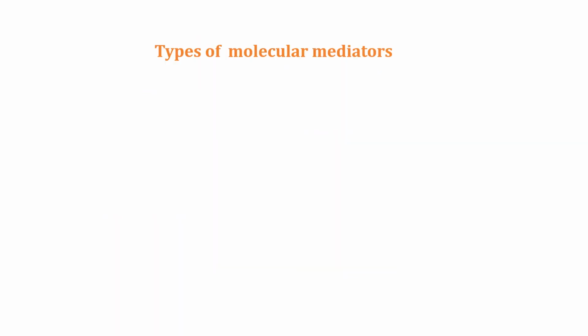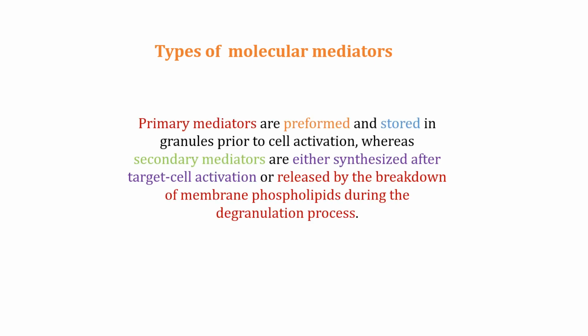Now we know the types of molecular mediators produced by the innate immune cells. Primary mediators are preformed and stored in granules prior to cell activation, whereas secondary mediators are either synthesized after target cell activation or released by the breakdown of membrane phospholipid during the degranulation process.